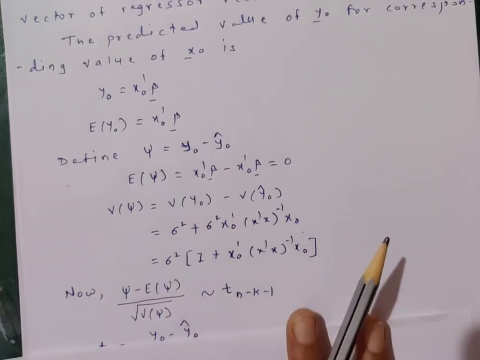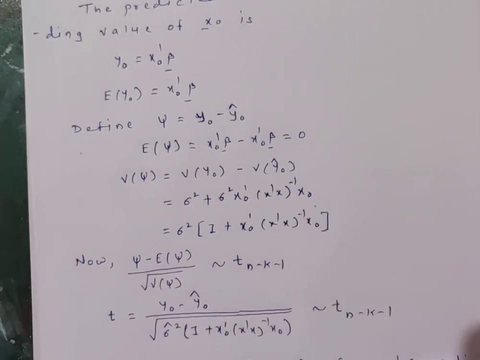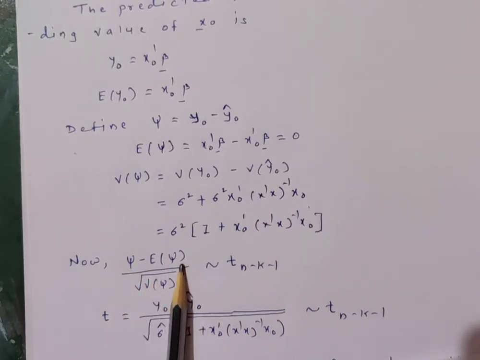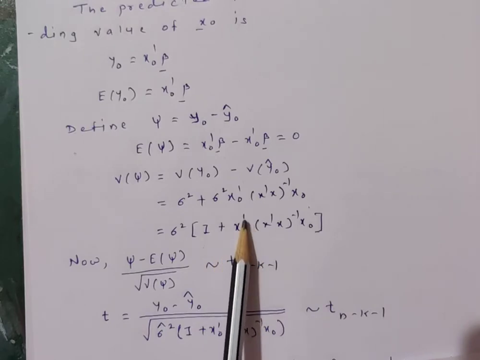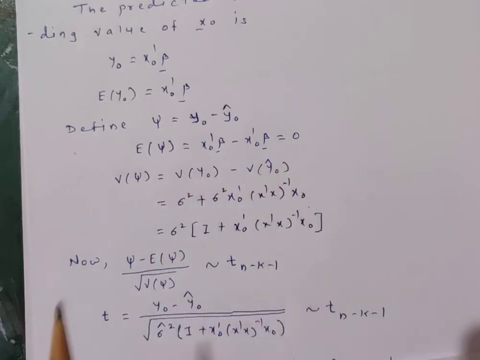Now we can take the term psi minus the expected value of psi, divided by the square root of the variance of psi, which follows a t distribution with n minus k minus 1 degrees of freedom. So t is equal to y0 minus y0 hat, divided by the square root of sigma hat square into the bracket 1 plus x0 prime (X prime X) inverse x0. Since the expectation of psi is 0, that term is absent here. This follows t with n minus k minus 1 degrees of freedom.